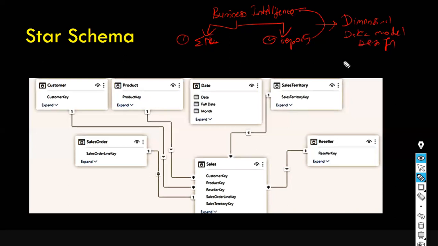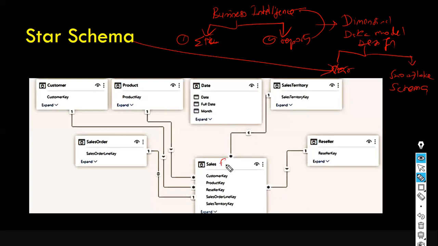There are two types of data model design. One is the star schema, okay, star. And the other one is snowflake schema. This is your star schema. What do you mean by star schema? In star schema, what you are seeing, right? This is your star. In star schema, we have a central table called sales fact.